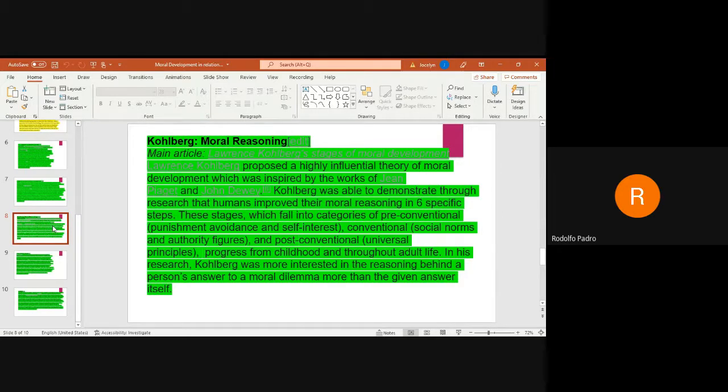So of course, as we grow older, our sense of what morality is all about becomes greater, and we even apply principles. Okay, I'm sorry. Kohlberg was more interested in the reasoning behind a person's answer to a moral dilemma more than the given answer itself.